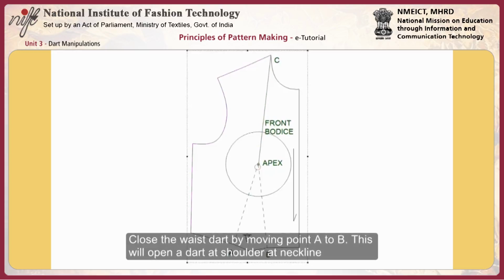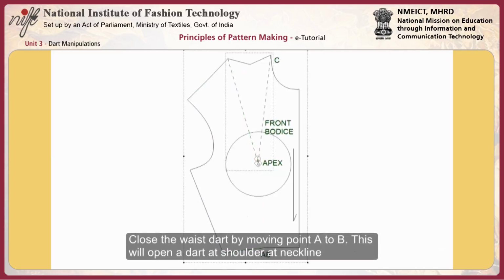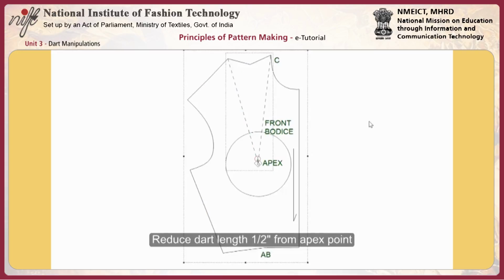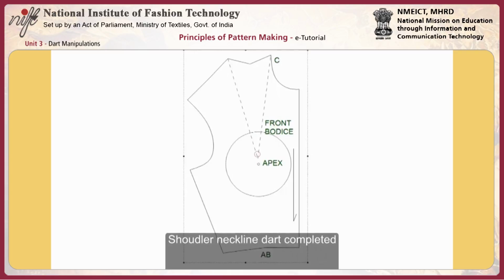Close the waist dart by moving point A to B. This will open a dart at shoulder at neckline. Reduce the dart length half an inch from apex point. Shoulder neckline dart completed.